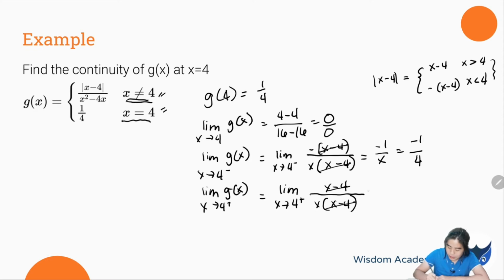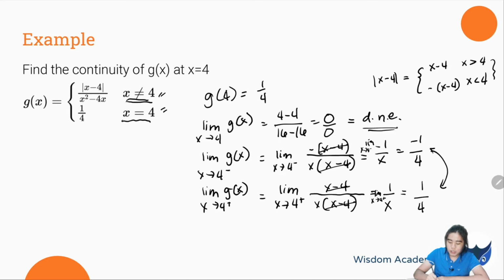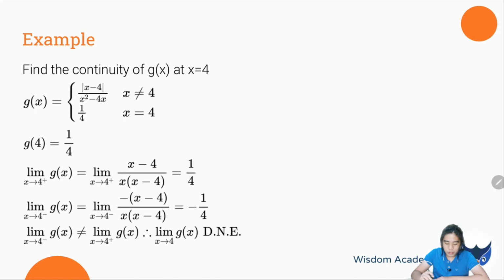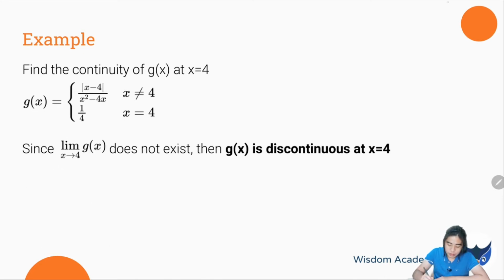So, maka-cancel natin si x minus 4. We will have limit of 1 over x. And the limit will be equal to 1 over 4. So, since the left-sided limit and the right-sided limit are not equal to each other, the limit of g of x does not exist. And since it does not exist, then the function g of x is discontinuous at x equals to 4. So, yun ang ating final answer.